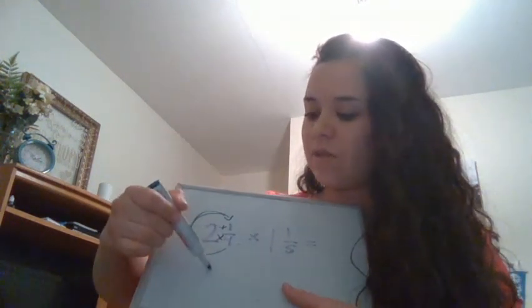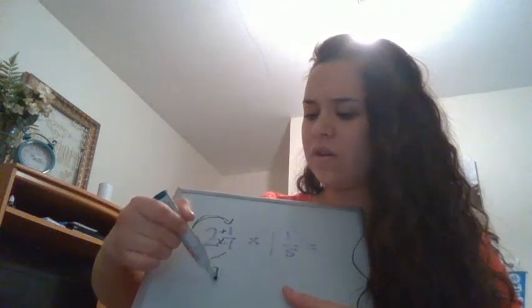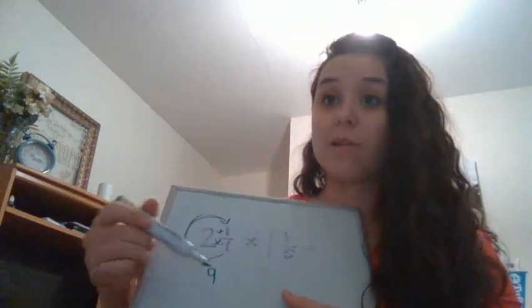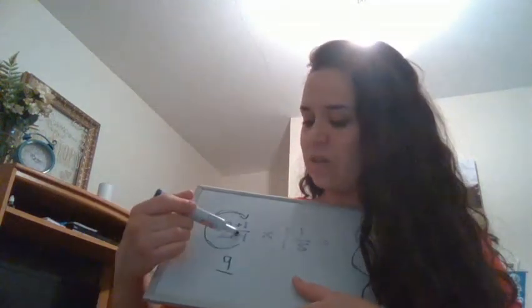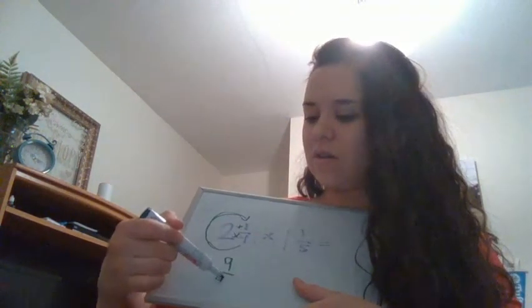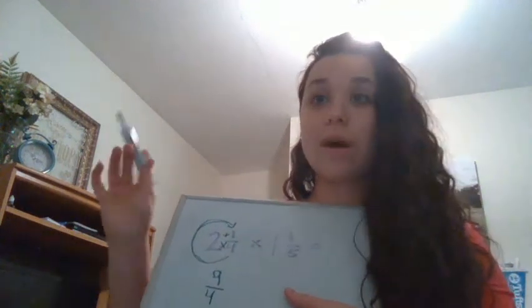I'm going to rewrite it. Remember, this isn't my new whole number. This is my numerator. So let's do 9. And the denominator stays the same. So I'm going to see, 4 is my denominator. Let's put it down there. Okay, but I'm not done.